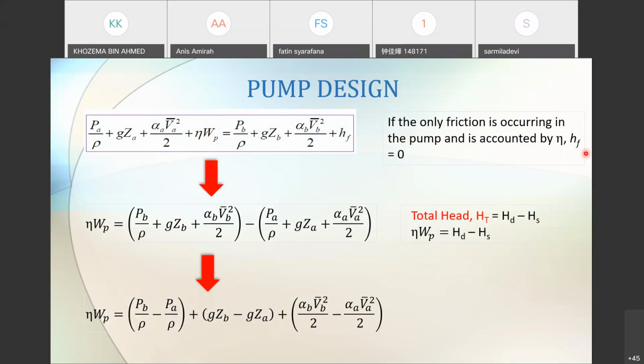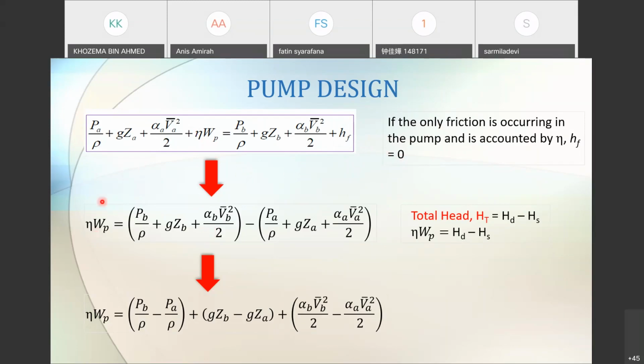So we can say that HF is equal to 0. Why can we say HF equals 0? Because we are already accounting for the friction of the pump in this efficiency term. So if we assume that HF is equal to 0, then we can rearrange this equation to become like this. What we do here is take all these terms from the left hand side and bring them to the right hand side.